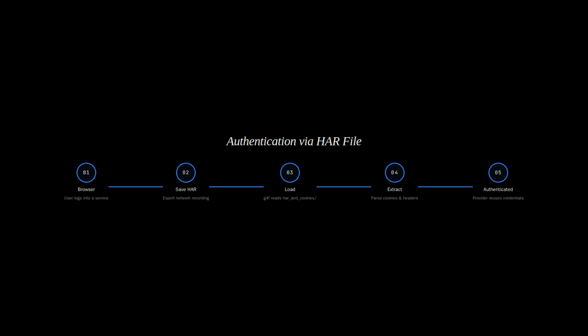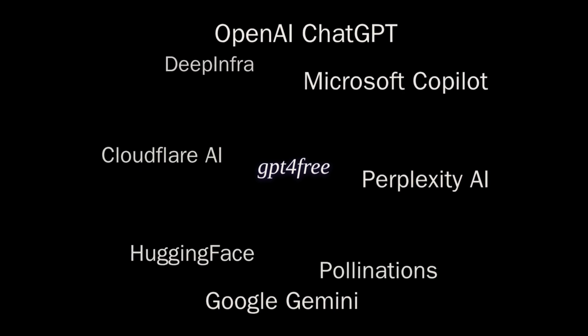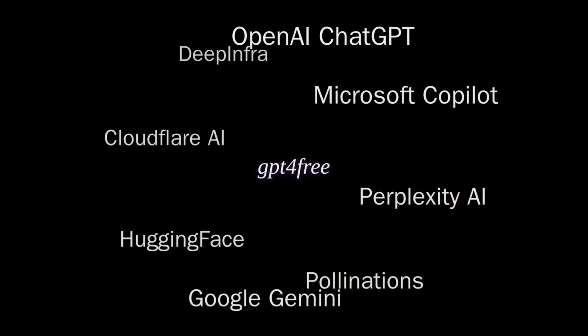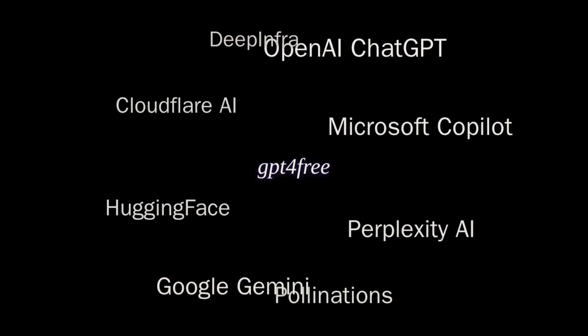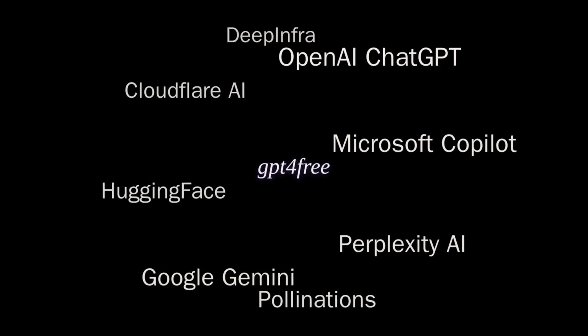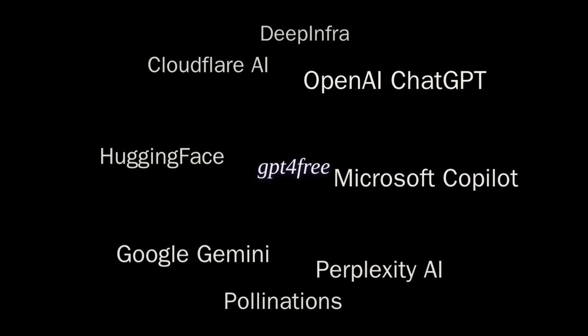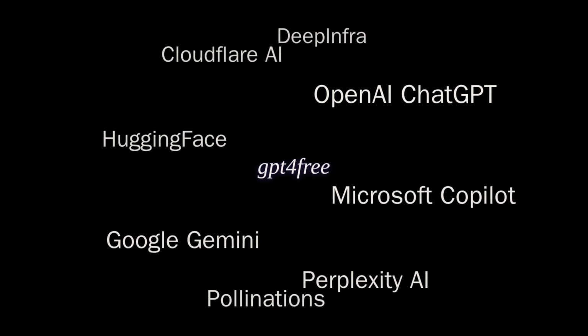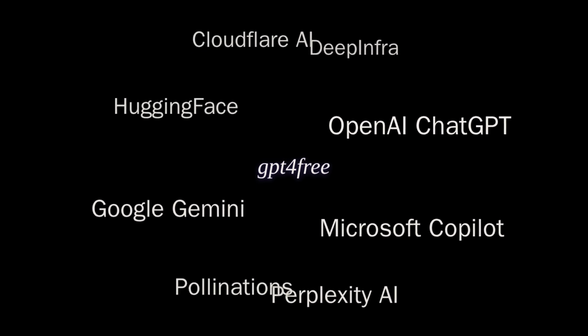And here's where it gets exciting. GPT-4free connects to over 35 different AI services. We're talking OpenAI, Microsoft Copilot, Perplexity, Pollinations for images, Google Gemini, Hugging Face, Cloudflare's Workers AI, DeepInfra, and many more. You pick a model, and G4F routes your request to the right service behind the scenes.